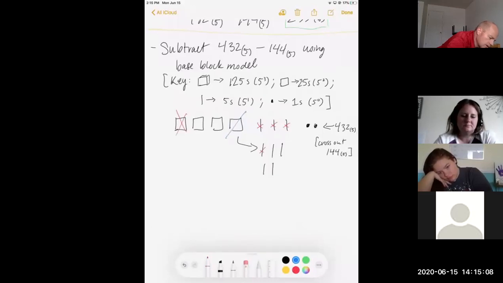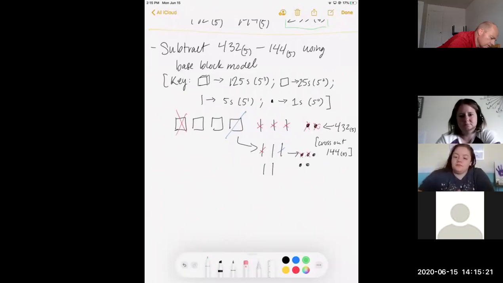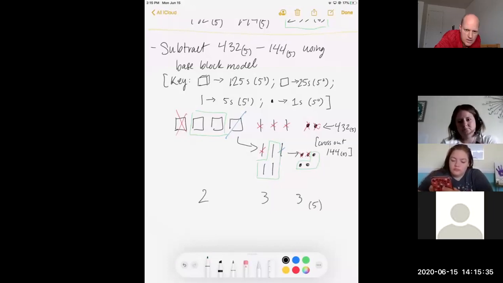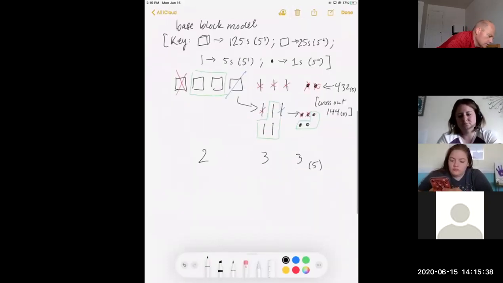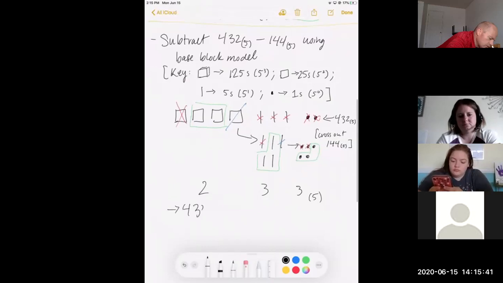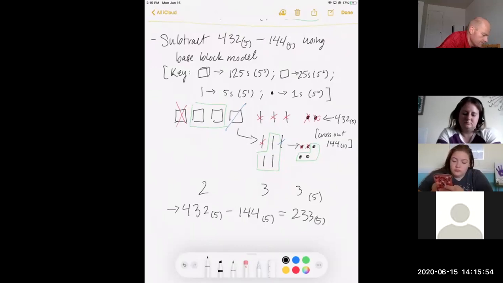Cross out a rod here. And you get 5 more little cubes or dots. And you cross out 4 of those. Okay, so you're going to total them now, so it's what's left. All of that is there. And then there. Good, and we have 233 base 5, which concurs with our chip model. So in summary, we have 432 base 5 subtract 144 base 5 equals 233 base 5. Okay. Good.